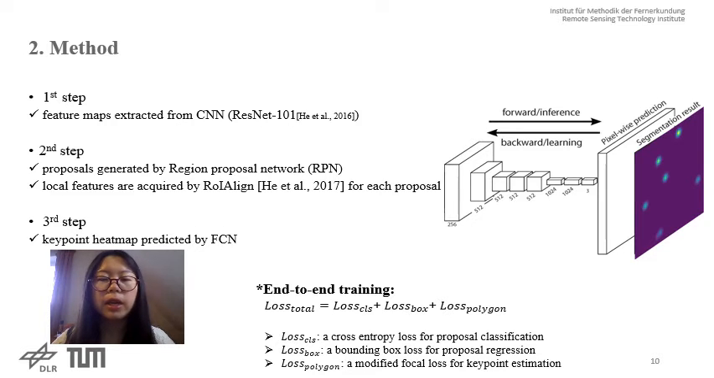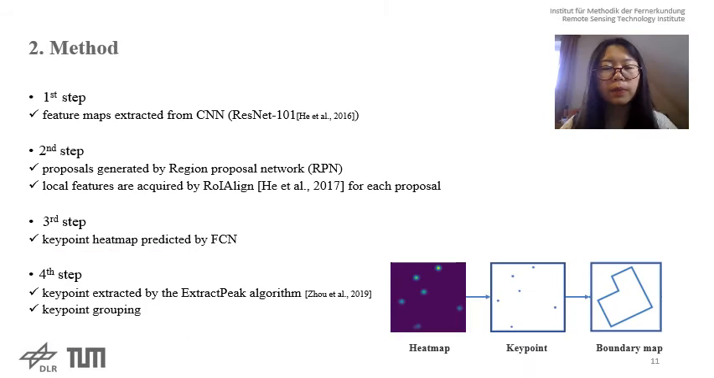This is guided by end-to-end training, which consists of three parts to construct the final loss. First is a cross entropy loss for proposal classification, and second is a bounding box loss for proposal regression. The third is a modified focal loss for key point estimation. Then we extract the key points and group these key points in a purely geometric way.